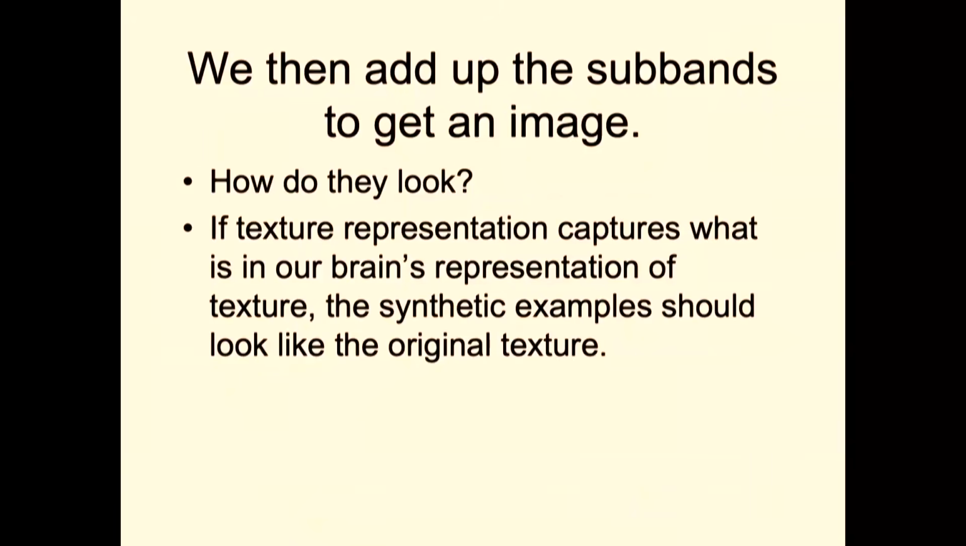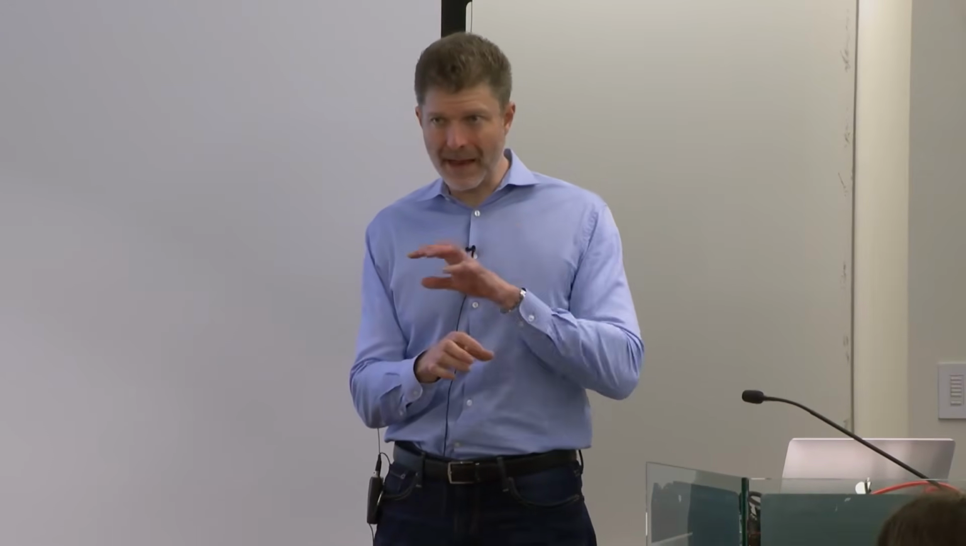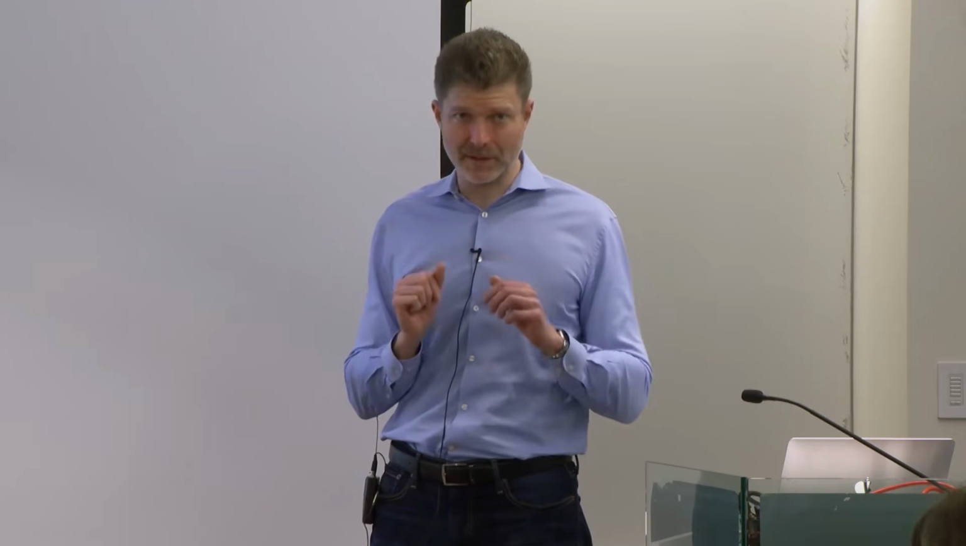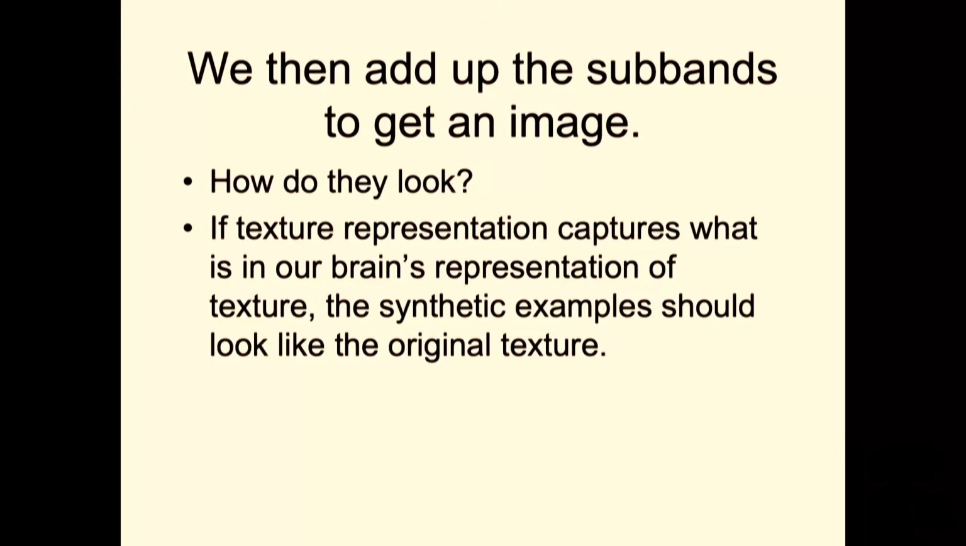Okay, so we do this, and we've now taken this noise image and we've altered it so that it now matches the representation for some natural texture. Okay? And remember, the whole point of doing this is to actually test whether that representation that we're matching is a good model for the texture representation in our brain. Okay? So if the texture representation that we're doing the matching with captures what's in our brain's representation of texture, then the synthetic examples ought to look like the original texture.